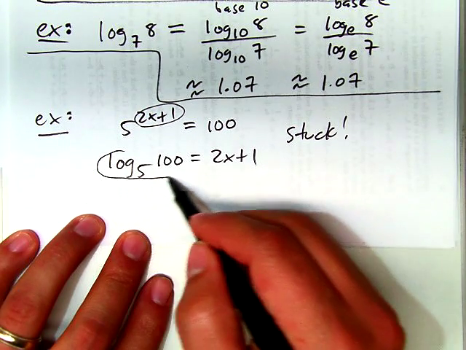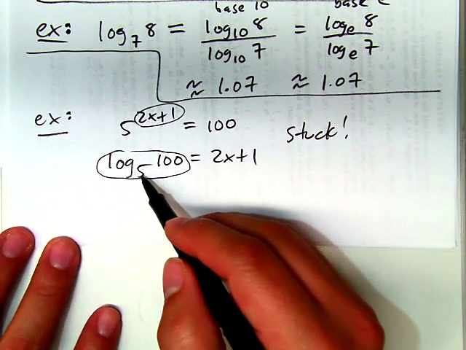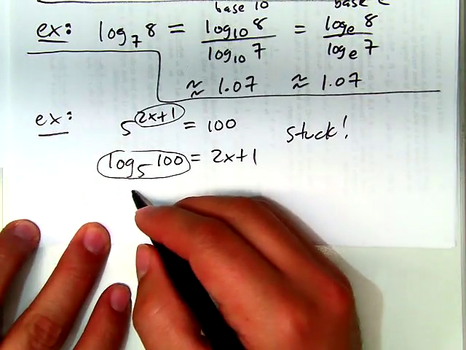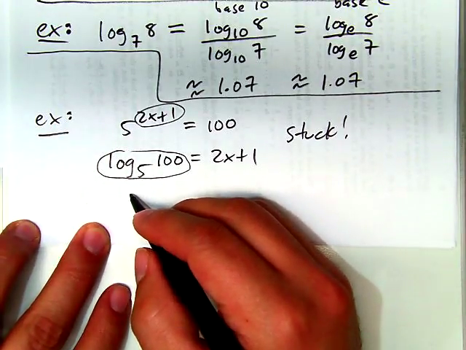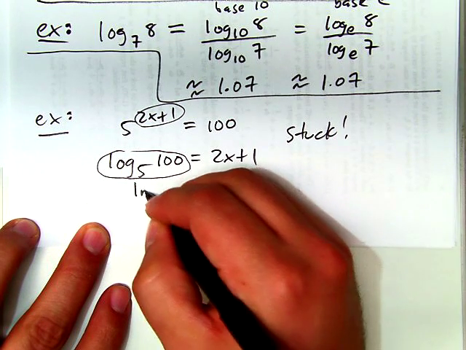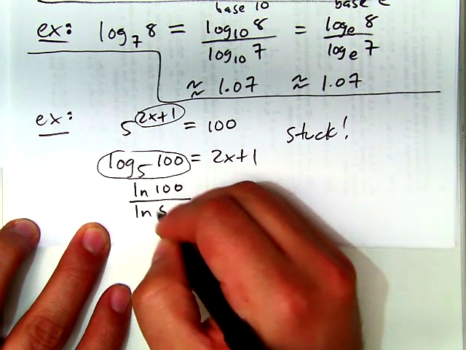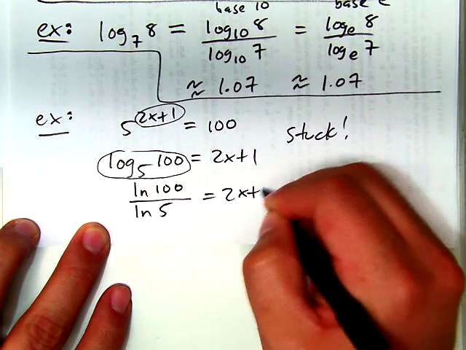And now this, we don't have a log base 5 button on the calculator. So what we're going to do is pick one of two. If you want to do base 10, cool. If you want to do natural logs, fine. I'm going to go ahead and use my change of base formula and write this as natural log of 100 over natural log of 5 equals 2x plus 1.